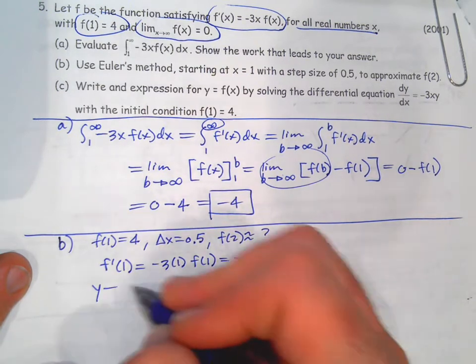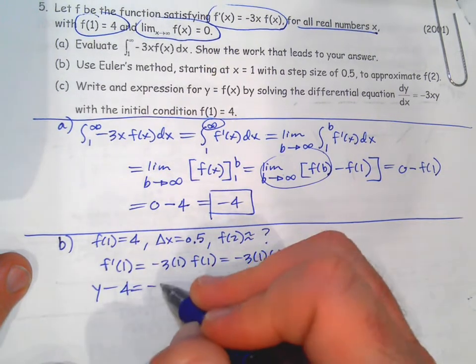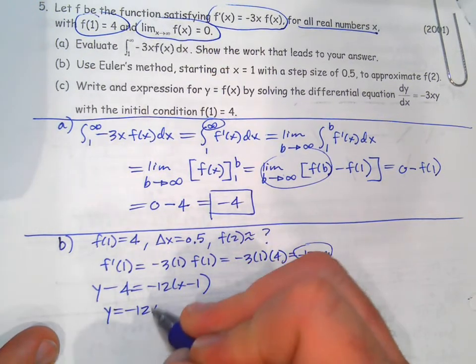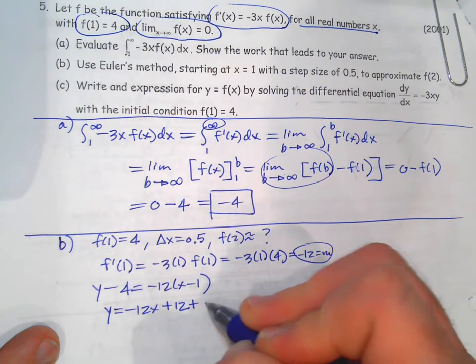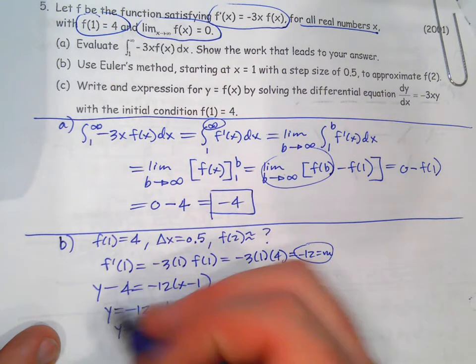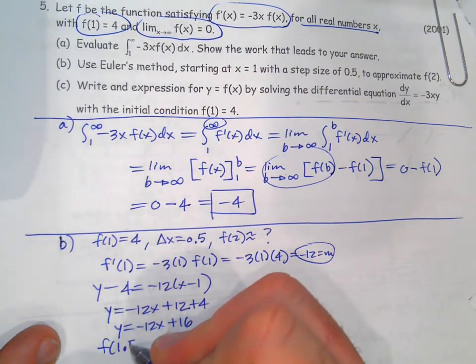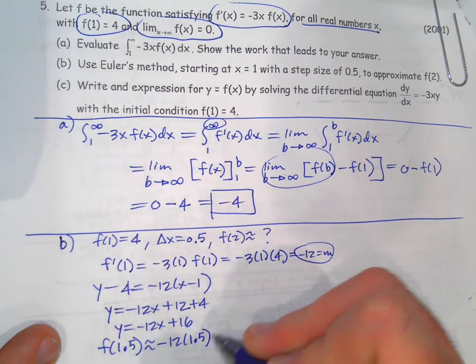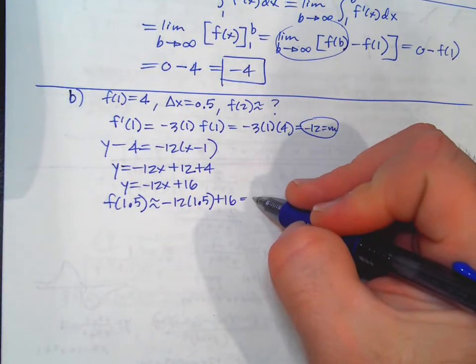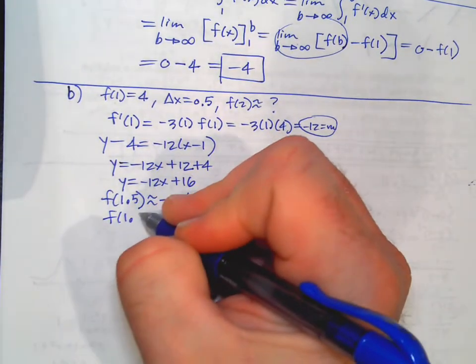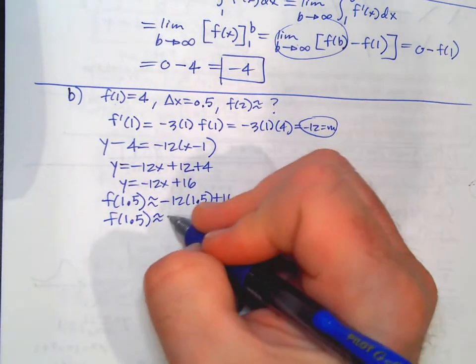So y minus 4 equals negative 12 times x minus 1. That's our tangent line. It's going to be negative 12x plus 12 plus 4. So y equals negative 12x plus 16. And we're going to use that to approximate 1.5. So if you plug 1.5 into this, you get negative 18 plus 16. f of 1.5 is approximately negative 2.